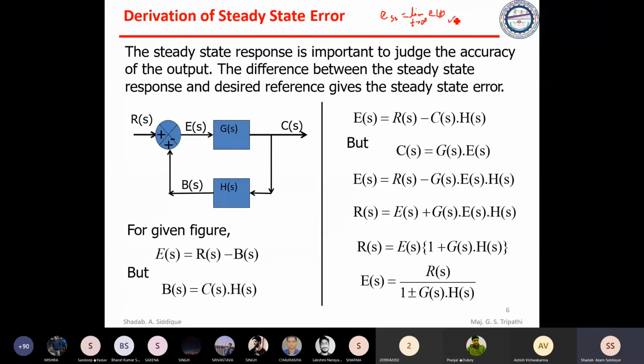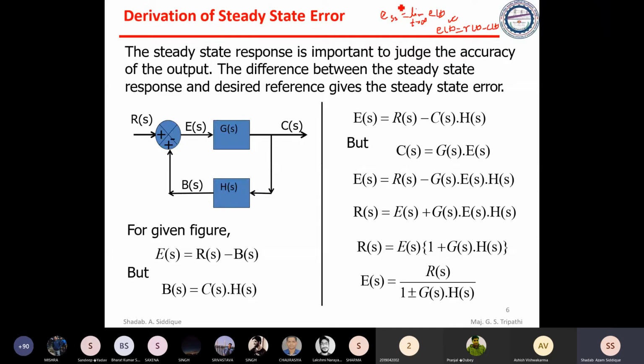So this is one of the ways it can be found out, and E of t can be found out using R of t minus C of t. R of t minus C of t. So this assumes that H of s is equal to 1, and a unit step input is applied, or you can take any input, but C of t is basically the feedback which we are taking, which is 1.